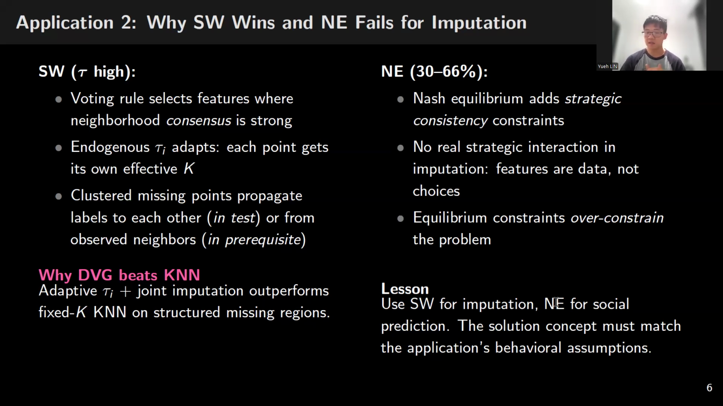The other aspect is about the Nash equilibrium constraints. In this second application, the Nash equilibrium does not perform particularly well, but this is explainable by a conceptual reason. Features in an imputation task are data, not real strategic interaction between the data. So there's no agent deciding to consume things that are, sorry.